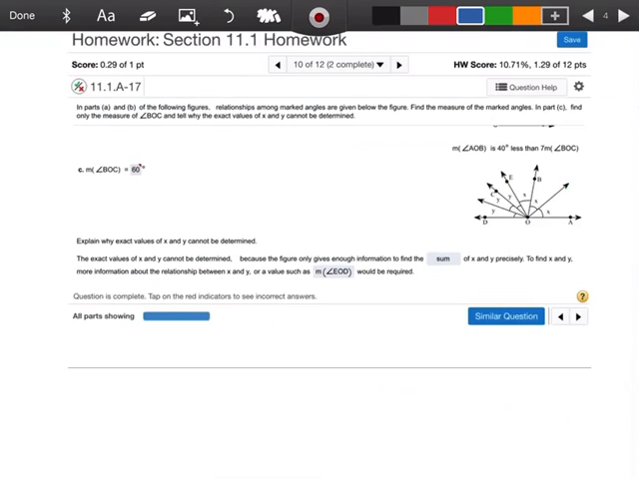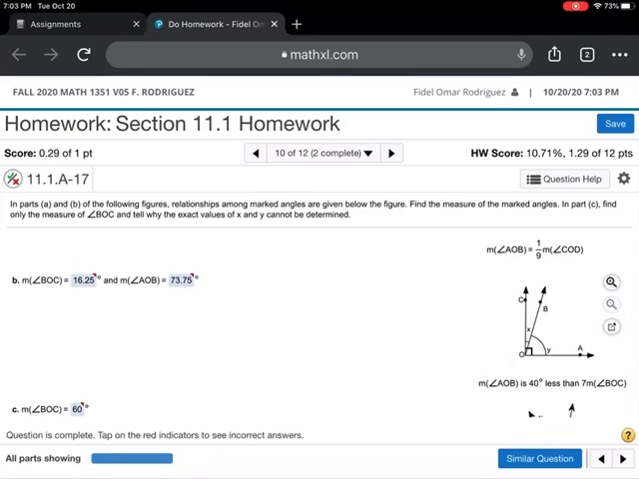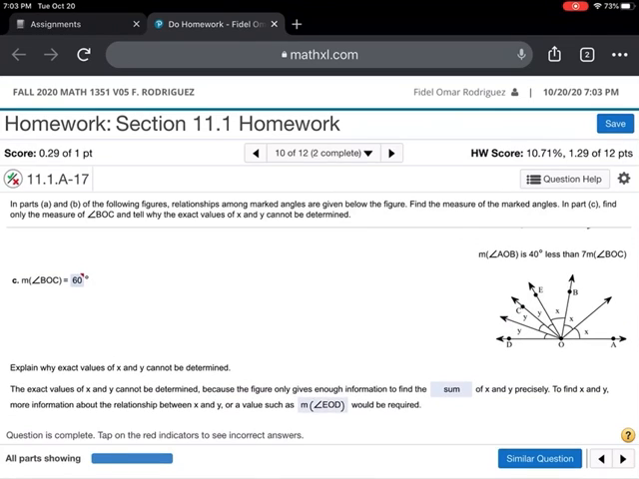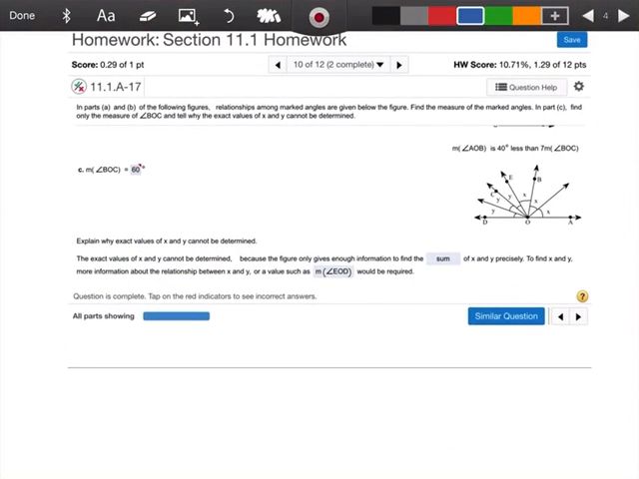Okay. Now there is a part C, so let's do part C. And let's see, here's part C. Let me make sure I have everything for part C. I think we have everything for part C. Okay, so let's take a look at part C.